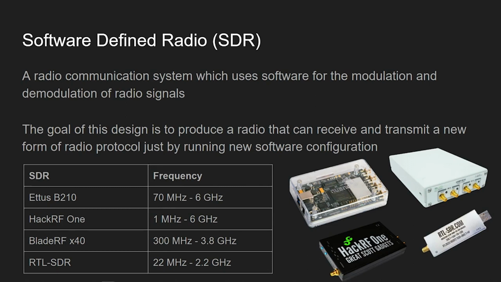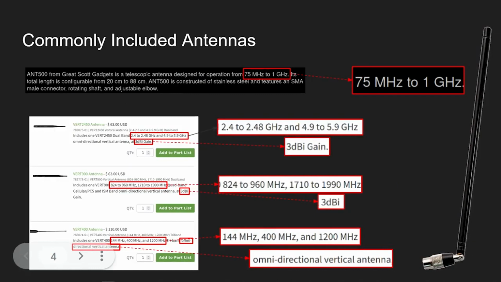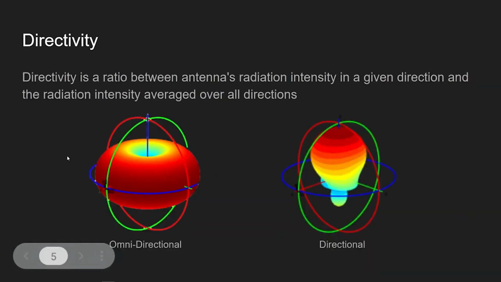However, a problem occurs when the researcher performs an assessment of a device and requires the use of a specific frequency for which an antenna with high gain is not readily available. Antennas included in SDR kits such as the HackRF by Great Scott Gadgets and the USRP B210 from Ettus are monopoles and dipoles. We can see that they are omnidirectional and that they have about 3 dBi gain. Now we will discuss what exactly that means in the following 2 slides.